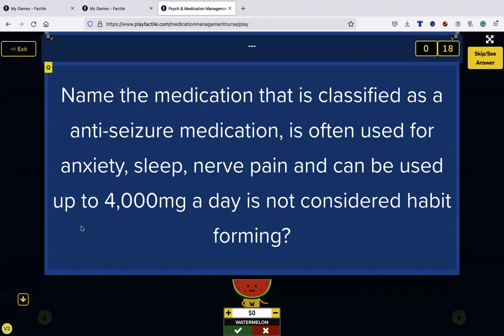I've talked about this medication. I usually use it a lot with my examples. I'll talk about it as well next week on Monday. So this would be gabapentin. So remember, what is gabapentin actually classified as?